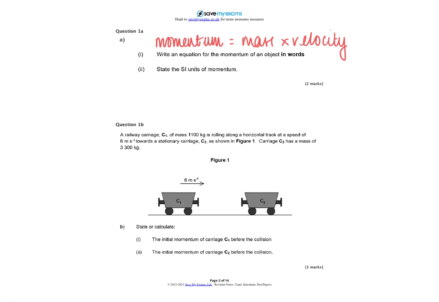Part II, state the SI units of momentum. So that is kilograms meters per second. We can work that out from this equation because mass is in kilograms and velocity is in meters per second, and we're timesing them together.